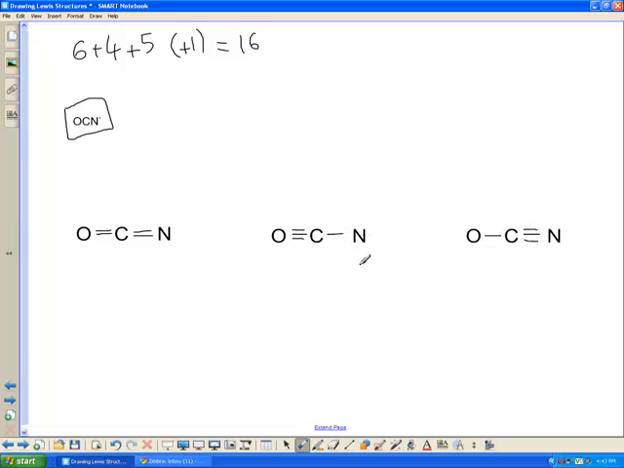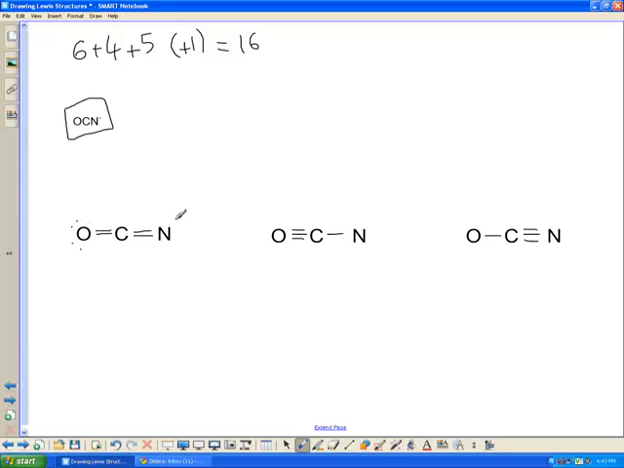But now we've got to finish off our octets. So carbon in each case has its 8 electrons. So we're going to put lone pairs on the oxygen and nitrogen in each case, depending on what we need to do. Oxygen here, 4 electrons, so therefore it needs 4 more.